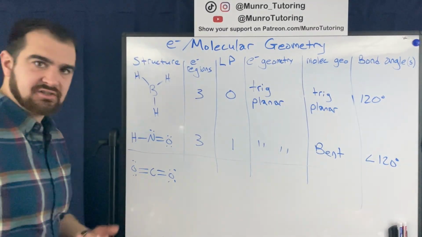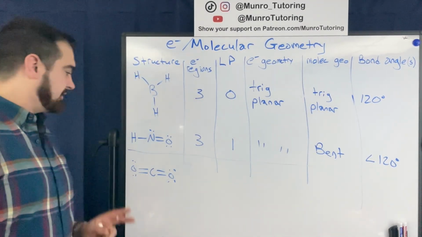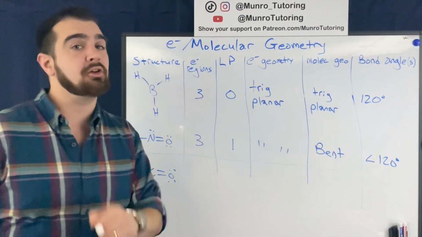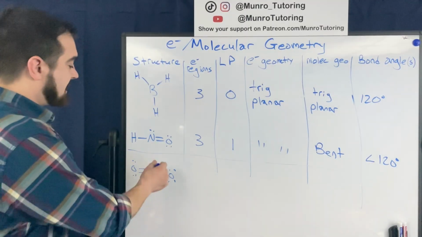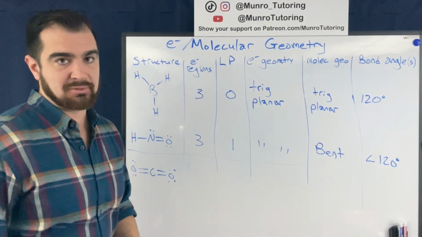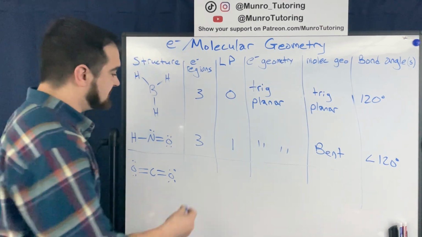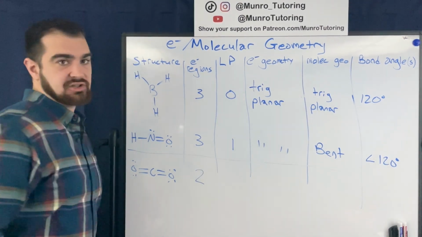How many electron regions do we have on this? Well, there's just that atom bonded over there and this atom bonded over there. There are no lone pairs on the carbon. It doesn't matter if it's a double bond or a single bond or a triple bond. There's just an atom bonded there and an atom bonded there and no lone pairs. So there are only 2 electron regions.